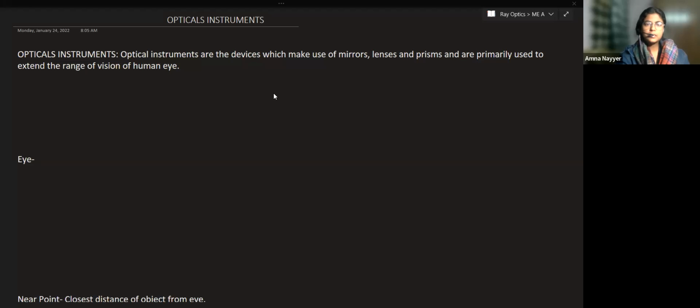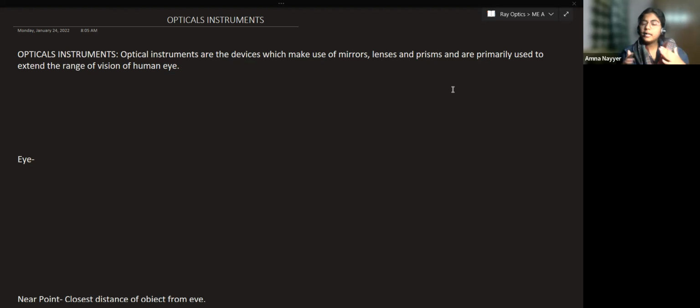Okay, class, let's start with this topic, optical instruments. So, see class, before we start with the actual optical instruments, let us just quickly see some basics. Optical instruments are basically devices that make use of mirrors, lenses, and prisms. Prism is still left to be done in this batch. They are basically used to extend the human eye vision. Now, extending human eye vision means what?